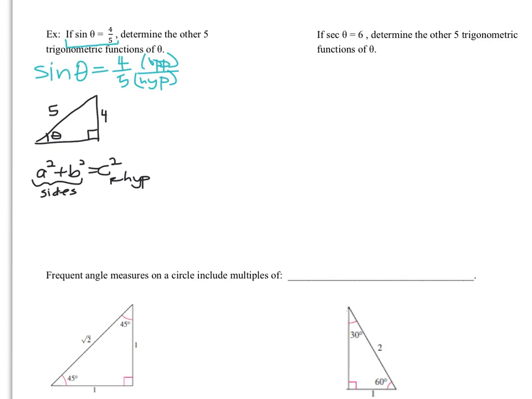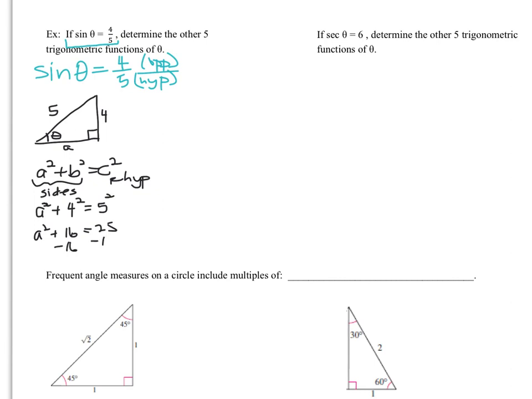Hopefully you remembered that. So I'm going to label that bottom. I'm just going to pick a variable and I'm going to call it a. It could either be a or b. It doesn't matter. So if we're trying to solve for a, that means b will equal 4. And I have to square that. The hypotenuse is 5, so we're going to square that as well. Leaving a squared alone, 4 squared is 16, and 5 squared is 25.